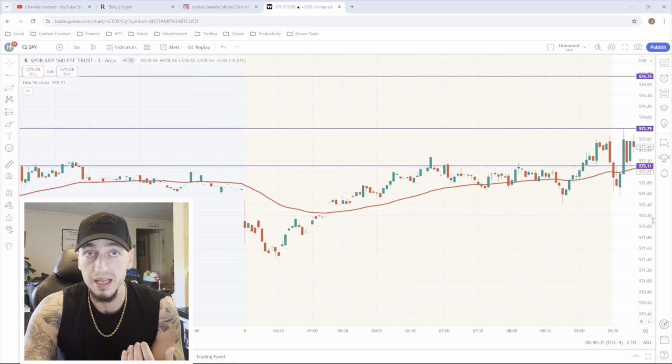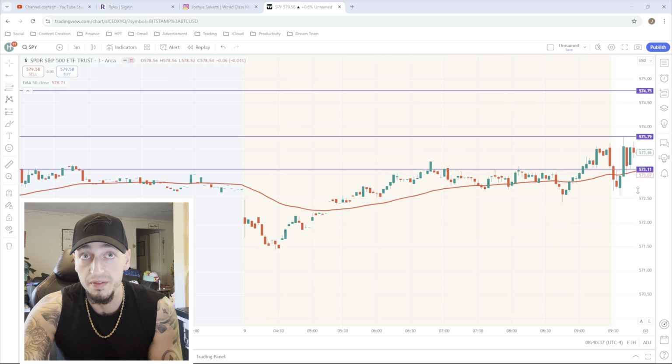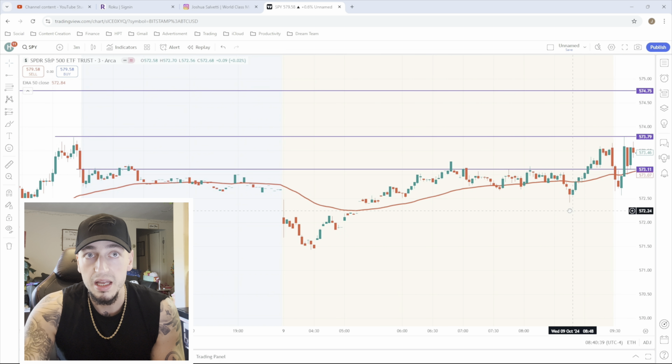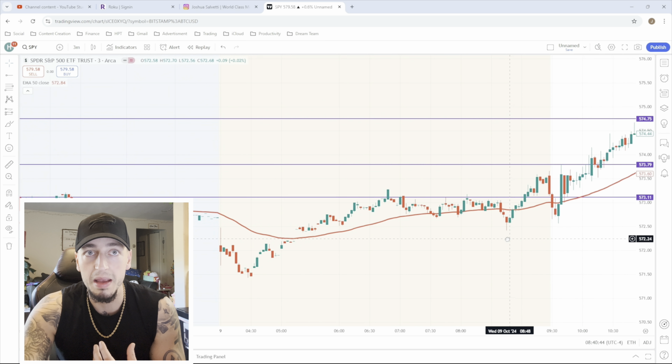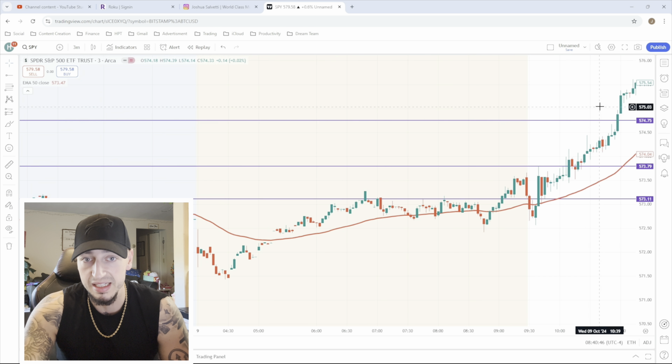And I have a very large upside target. I'm targeting 574.75. You can see buyers continue to hold and push price above. And then we got a massive rally above it where I then exited the trade.